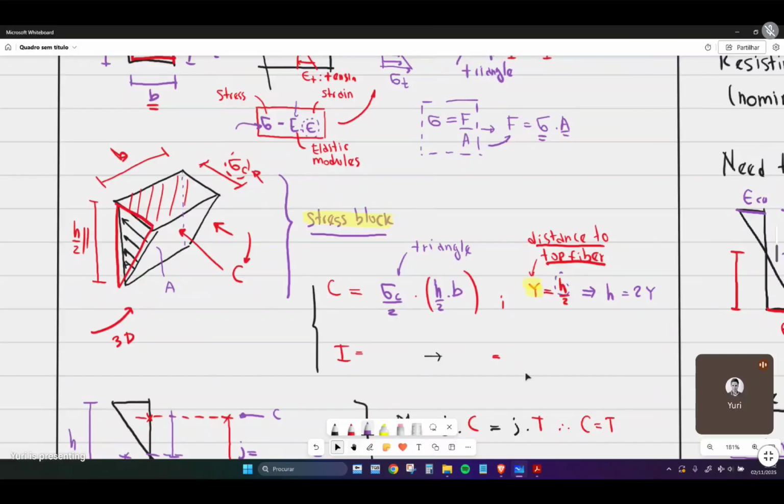The other property that we usually assess during flexure is the inertia.